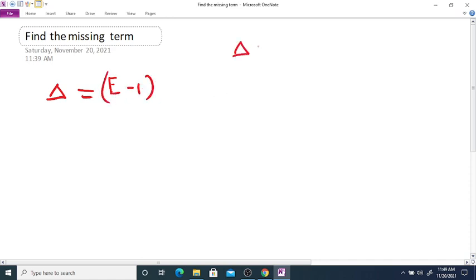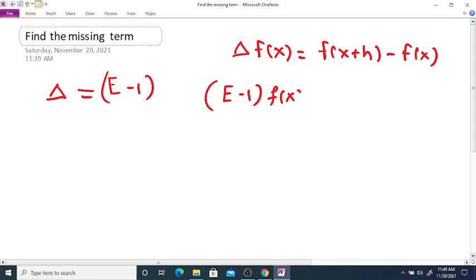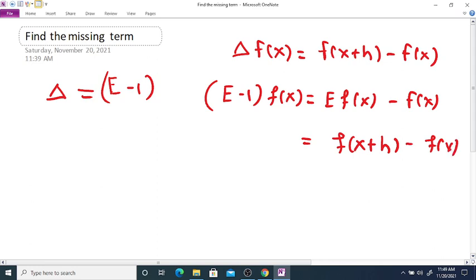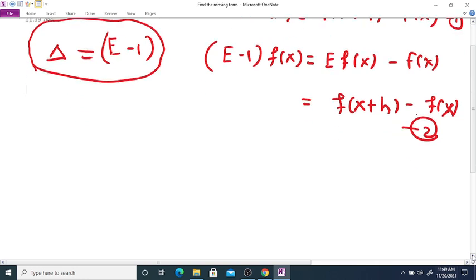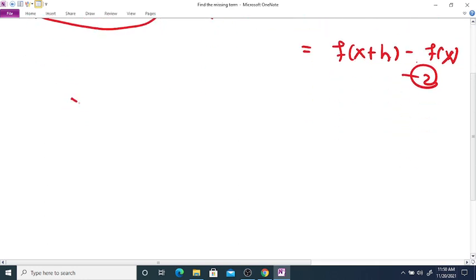Since the forward difference of f(x) is equal to f(x plus h) minus f(x), and (E minus 1) f(x) is equal to E f(x) minus f(x), where E is the shifting operator, so E f(x) is equal to f(x plus h). Now from equation 1 and equation 2, we can say that the forward operator delta is equal to E minus 1.